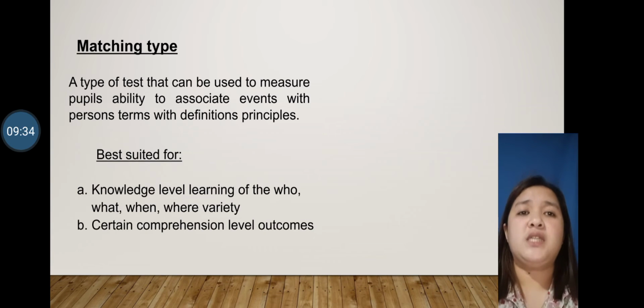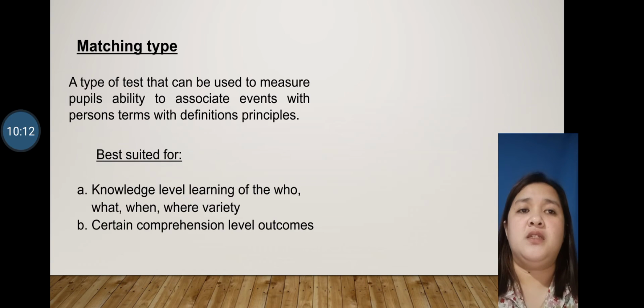Then the matching type is a type of test that can be used to measure pupils' ability to associate events with persons, terms with definitions, principles. The matching type is best suited for knowledge level learning of the who, what, when, where, a variety of these. It also has certain comprehension level outcomes.